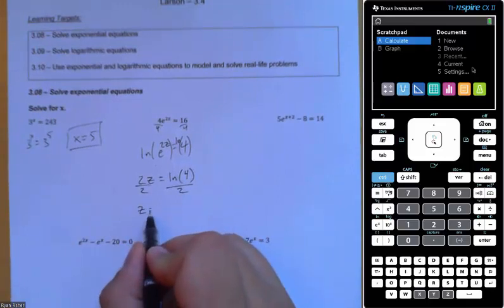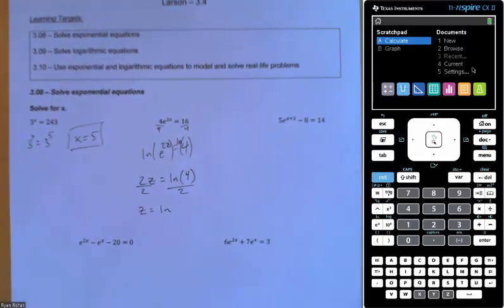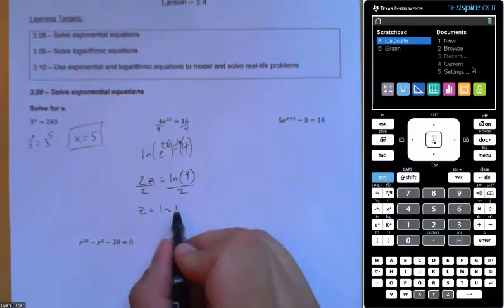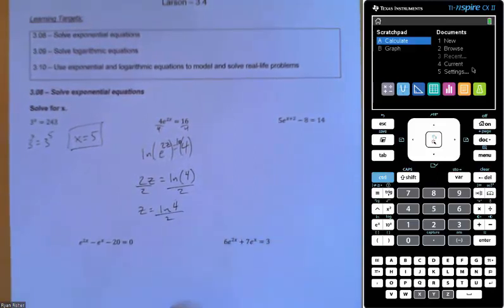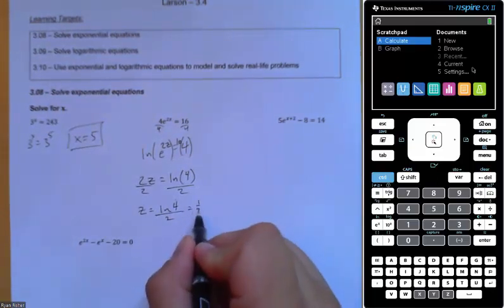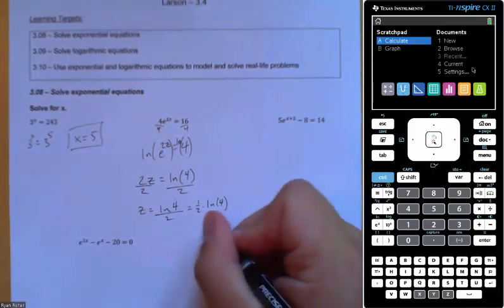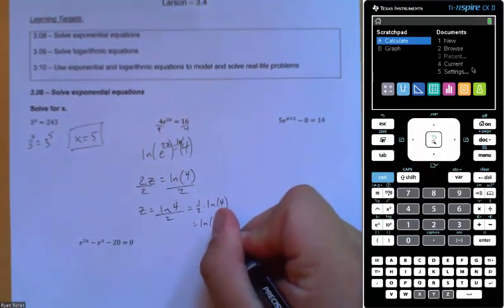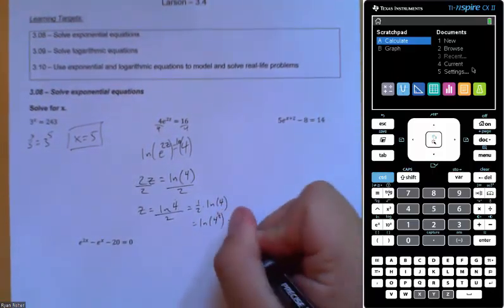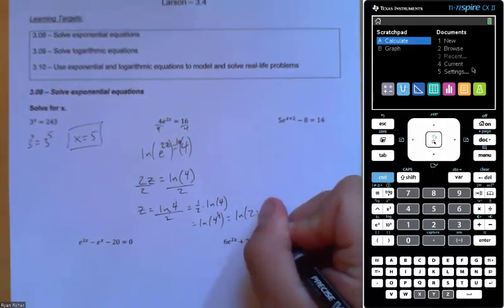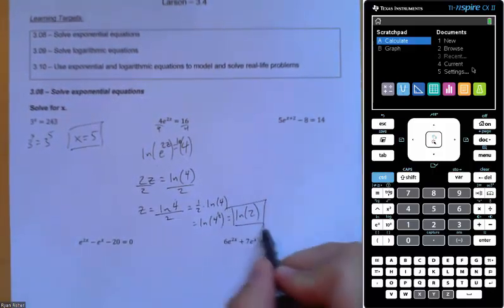And I have z is equal to the natural log of 4 all divided by 2. Or maybe better yet, that's like 1/2 times the natural log of 4. Or how about that's the natural log of 4 to the 1/2 power, which is the natural log of 2.